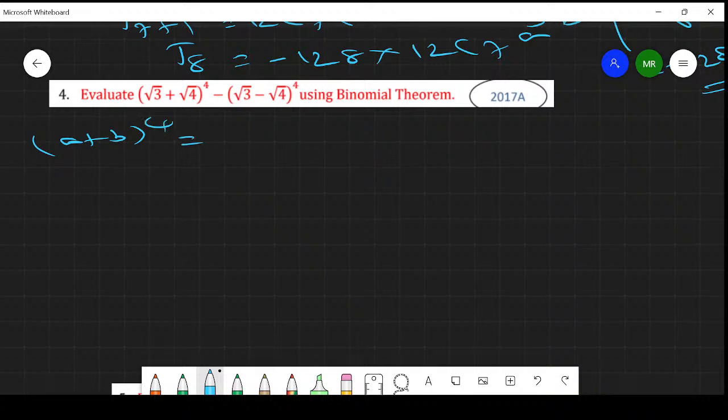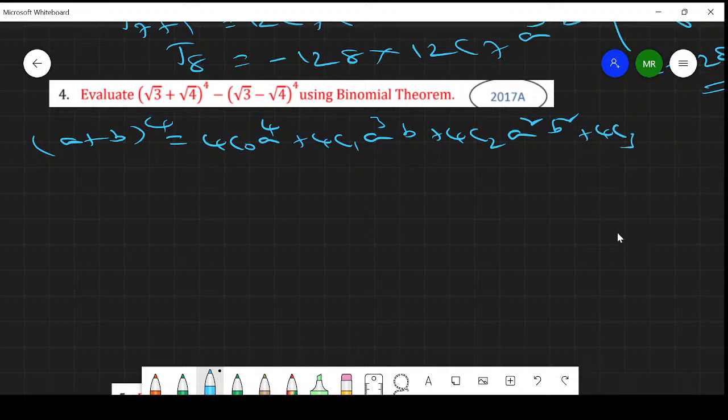If I expand (a+b)^4, it will be 4C0 a^4 plus 4C1 a^(4-1) b, that is a cube b, plus 4C2 a^2 b^2 plus 4C3. I am telling the complete expansion of this. You can see 4C0 a^4. Just write all the 5 terms.